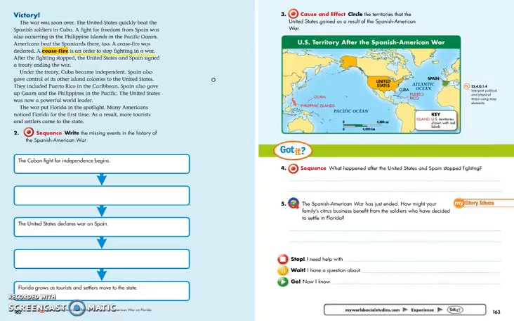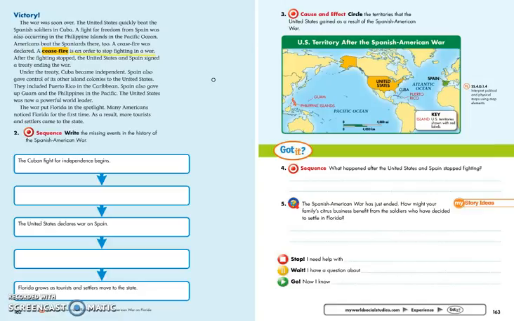Again, think about this. The Spanish-American War just ended. How might your family's citrus business benefit from the soldiers who have decided to settle in Florida?